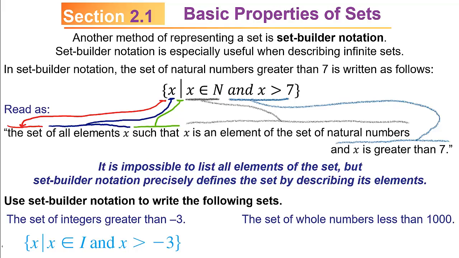And another one, the set of whole numbers less than 1,000. So you start writing out opening brace, x, vertical line. That's the set of all x such that x is a whole number. Remember, capital W stands for the set of whole numbers. So you write x with the symbol for "is an element of." x is an element of the whole numbers. And x is also less than 1,000. Practice makes perfect here. Practice will help you see, after you've done a few, how it works.